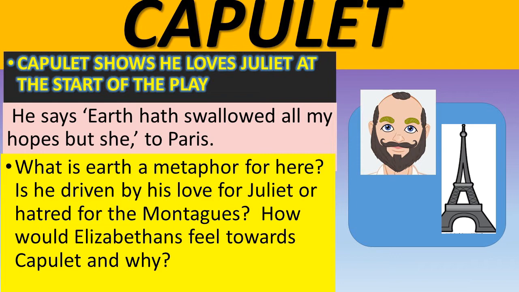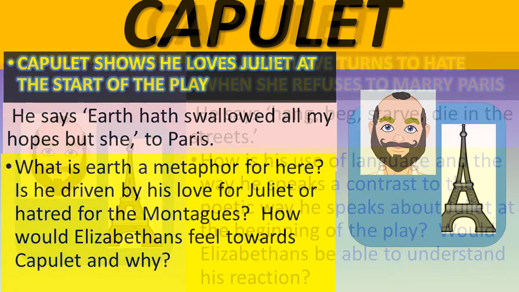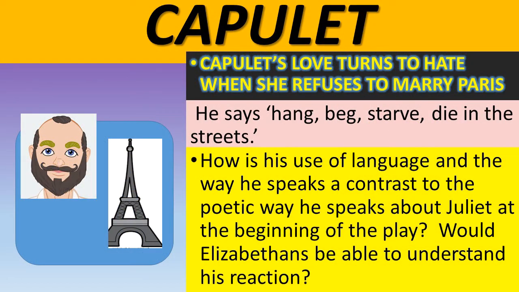Okay, you've had some time now to write about Capulet and our first impressions of him. We're now going to really show that we understand the different sides to Capulet, and we're going to talk about how his love turns to hate when his daughter Juliet refuses to marry Paris. So there's the point you're going to make, and there's the evidence to show that hatred.